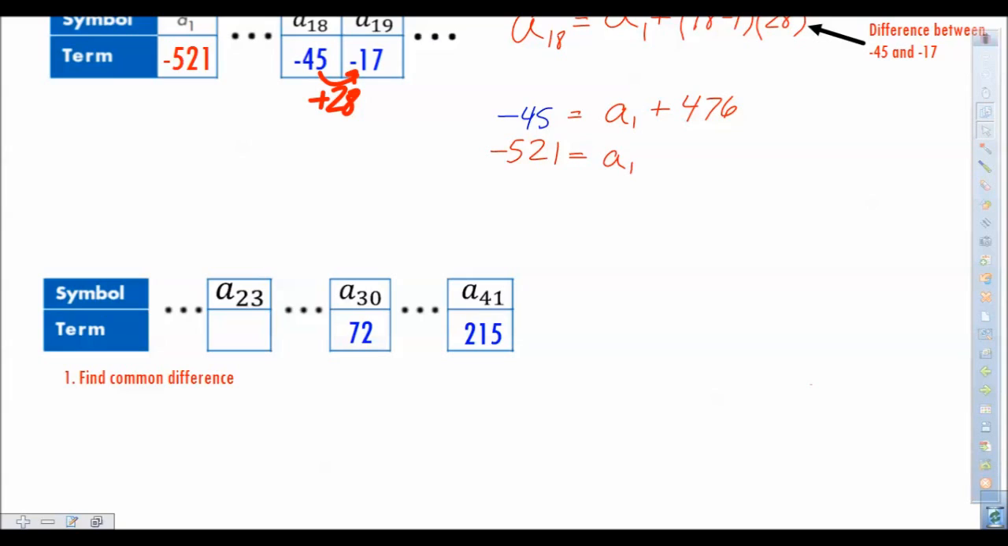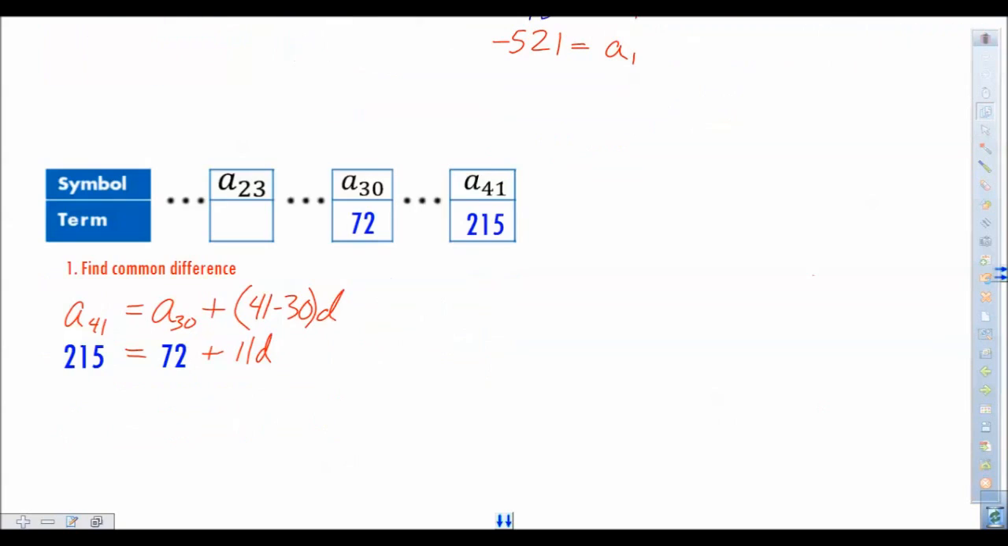Let's find the common difference by setting up the equation. The 41st term is equal to the 30th term plus 41 minus 30 times that common difference there. Now let's substitute the two values in here of 215 and 72. And now we have an algebra problem that we can solve for D. So by subtracting the 72 and then dividing by 11, we arrive at an answer of 13 for our common difference.